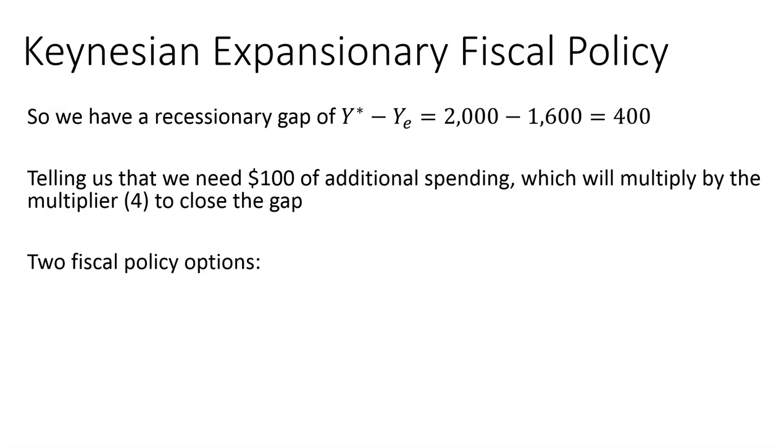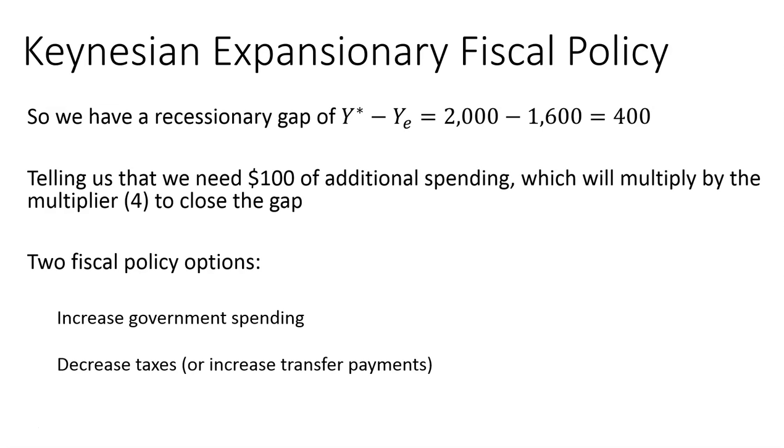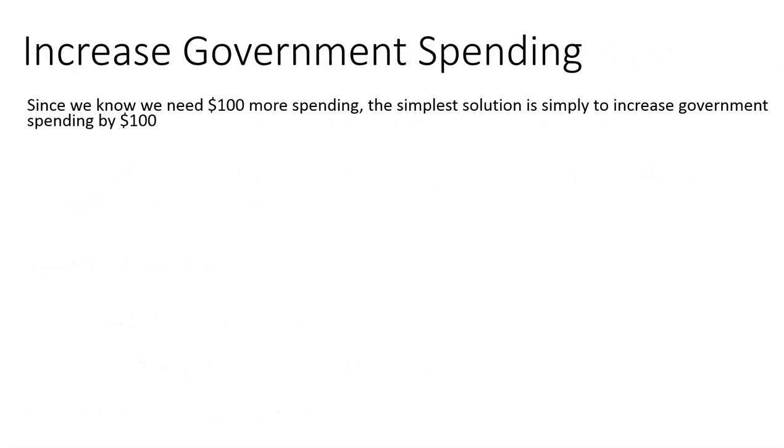So what we're going to look at in this video are two fiscal policy options for closing that gap. One is increasing government spending, and the other is simply decreasing taxes. And I'll make a note that increasing transfer payments would essentially have the same effect as a decrease in taxes for our purposes here. Let's look at each of these in more detail, starting with increased government spending.